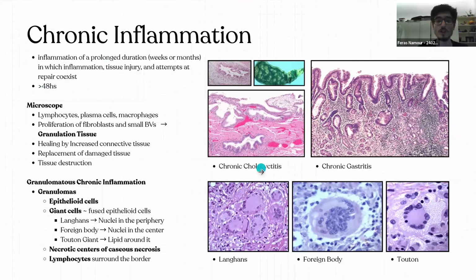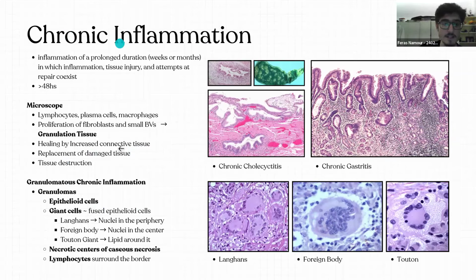I don't want you to know cholecystitis, gastritis, and all of that. I need you to know these things. So, chronic inflammation, what did we say about it? We see it also in caseous necrosis. What did we see there? Something called granulomas. Granulomas are the hallmark identifying feature of chronic inflammation. So we're going to discuss what a granuloma is in the next slide.